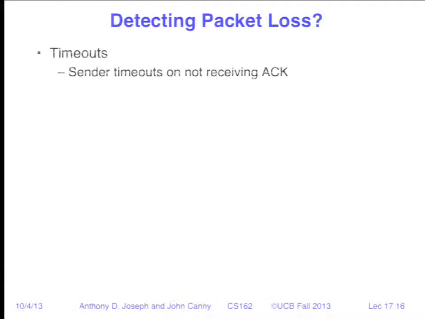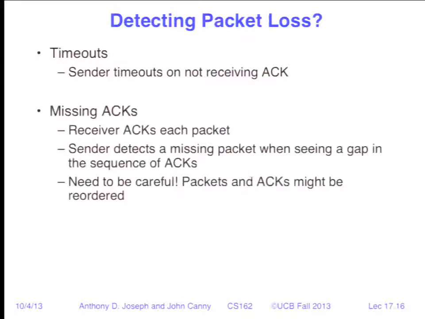So we use timeouts. So a sender will time out if it doesn't receive an acknowledgement. So when I send a packet, I set a timer. And there's a lot of work that goes into figuring out how long that timer should be. Again, take EE122 if you want to know all the different algorithms that you use for computing how long to wait. Now, every packet that the receiver gets, it's going to send an acknowledgement back. Right? So the sender can figure out if a packet goes missing because it'll see a gap in the sequence of acknowledgements that come back. Right? So I'm sending packets, the receiver's sending back ACKs.